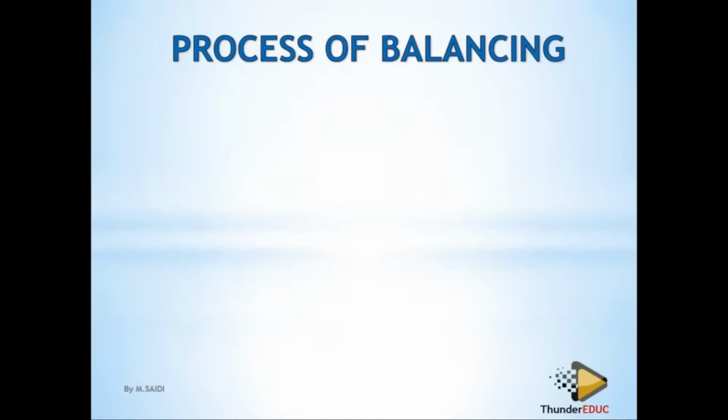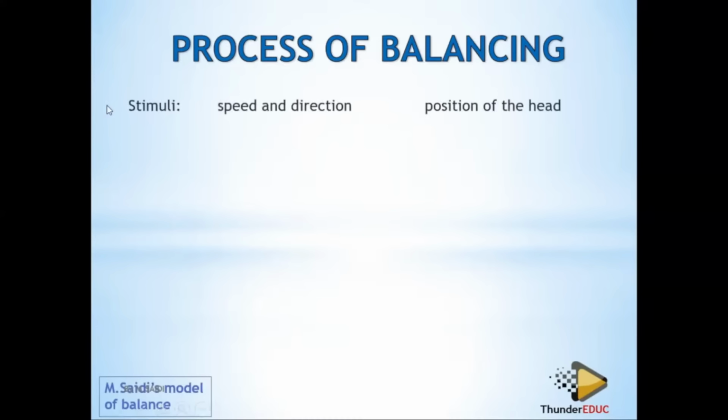Balancing in the human body. You need to know some of the concepts about balance. Number one, you know about the stimulus. There is speed and there is direction. Speed and direction, that is one stimulus. And then there is position of the head, it's another stimulus. So you need to know the receptor, which is the cristae and the maculae in this regard.